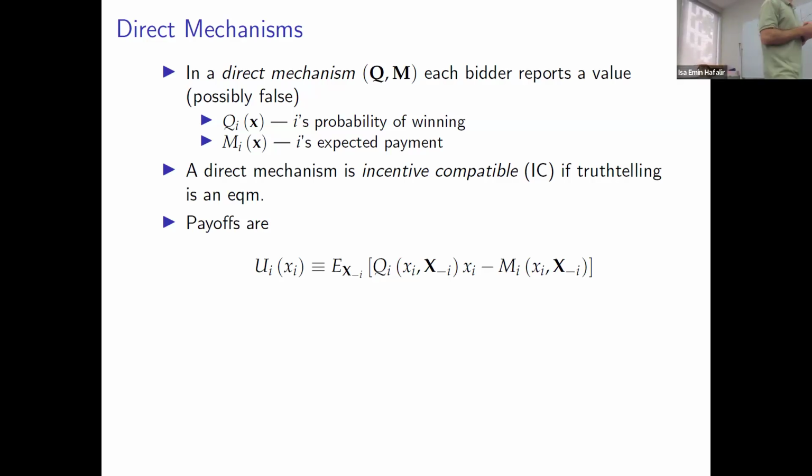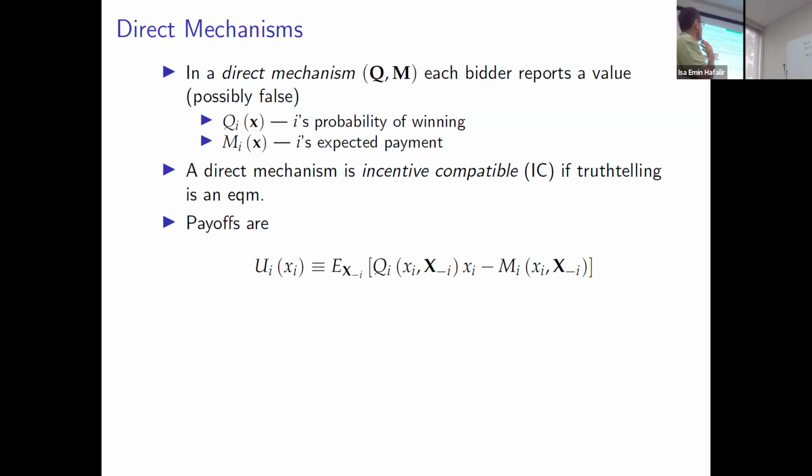So what is a direct mechanism? In the direct mechanism, we require the message space to be equal to the value space. So rather than allowing different kinds of messages to be used, we are going to only consider a revelation of their values. So here, Q and M again are similar to the earlier page, representing the probability of winning and the expected payment. But now we will not consider arbitrary message space. We will only consider the message space equal to the different values, all right?